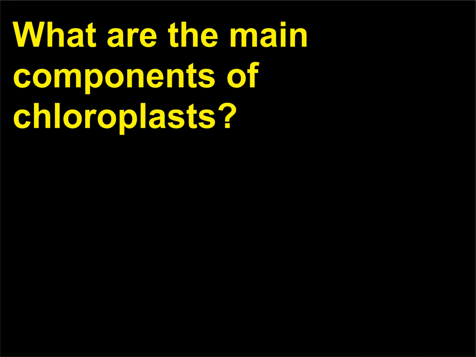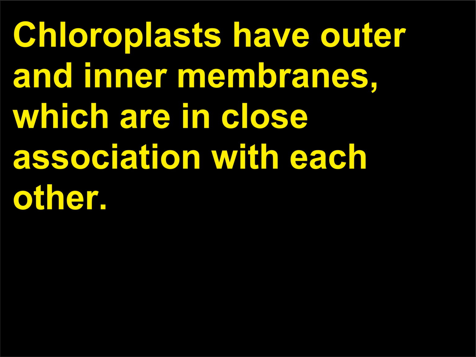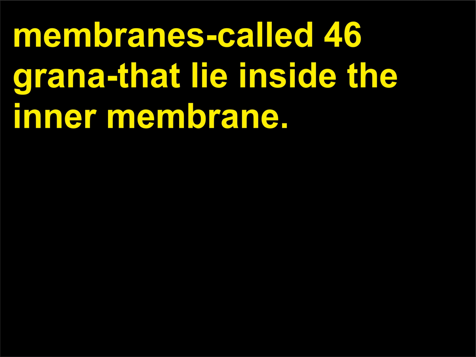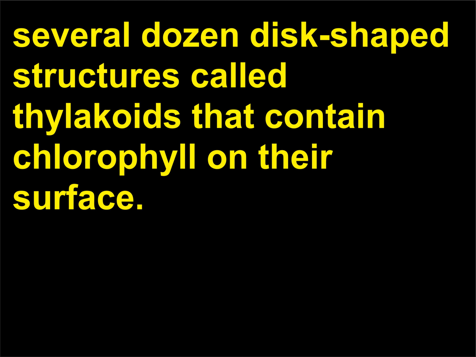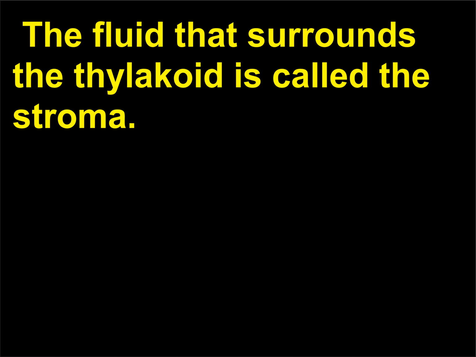What are the main components of chloroplasts? Chloroplasts have outer and inner membranes, which are in close association with each other. They also have a closed compartment of stacked membranes called grana that lie inside the inner membrane. A chloroplast may contain 100 or more grana, and each granum may contain a few to several dozen disc-shaped structures called thylakoids that contain chlorophyll on their surface. The fluid that surrounds the thylakoid is called the stroma.